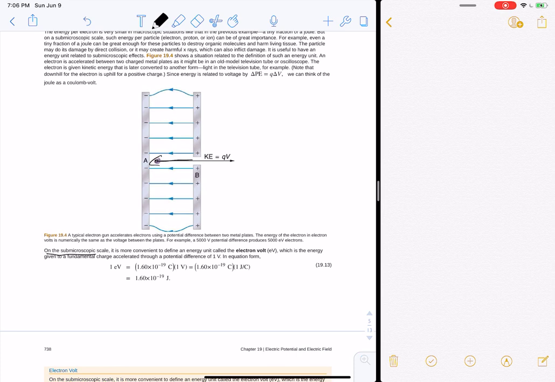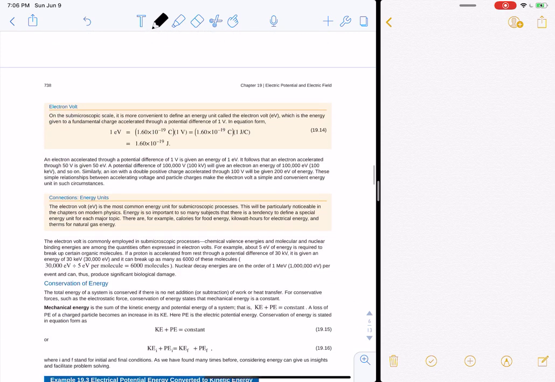Down here on the microscopic scale, it is more convenient to define an energy unit called the electron volt, which is the energy given to a charge like the electron accelerated through a potential difference of 1 volt. So 1 electron volt is defined to be the energy gained by accelerating an electron through 1 volt, and it's 1.6 times 10 to the minus 19 joules. That's just a nice way to define it. So an electron volt is another unit, a unit of energy. Just keep that in your back pocket.